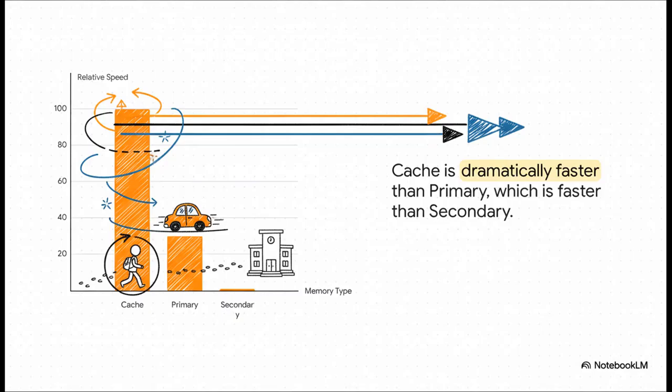And when I say fast, I mean the speed difference is just staggering. Look, if getting data from your secondary memory is like walking to the library, and getting it from RAM is like taking a car, then getting it from the cache, that's like teleporting. The difference is just that huge.